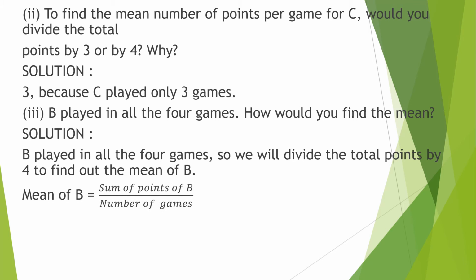So mean of B equals the sum of points of B upon the number of games. Add that up. In the first game B got 0, but you have to add it. And the total is not 3 here, because B played all 4 games. So the total number of games will be 4 only. So the answer is 18 upon 4, that is equal to 4.5 points. The mean points of B is 4.5 points.